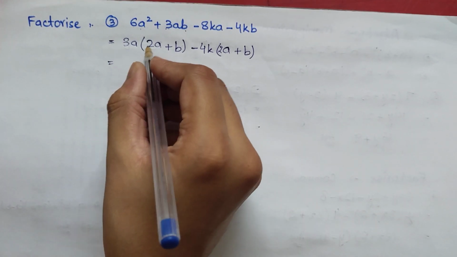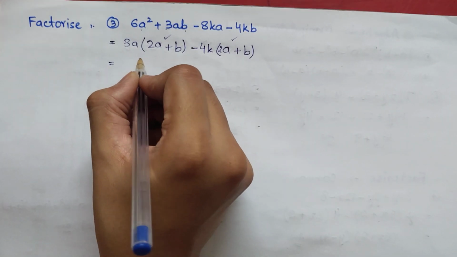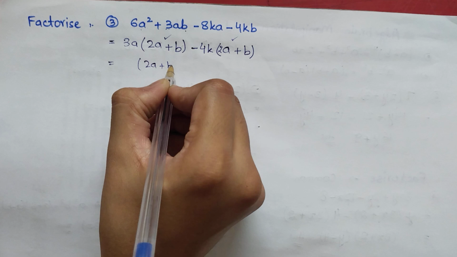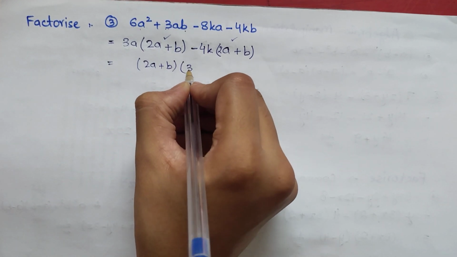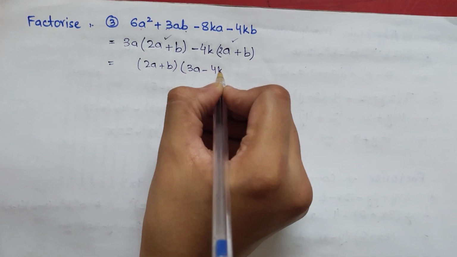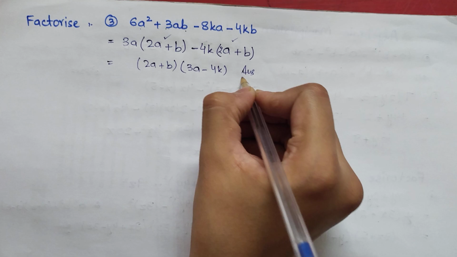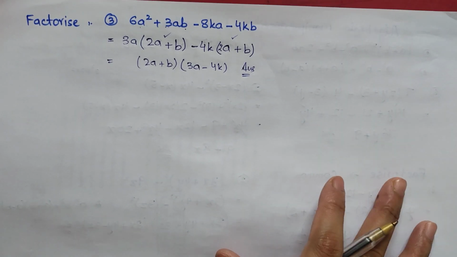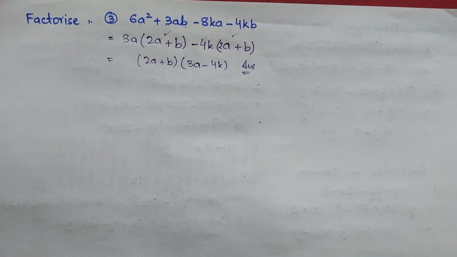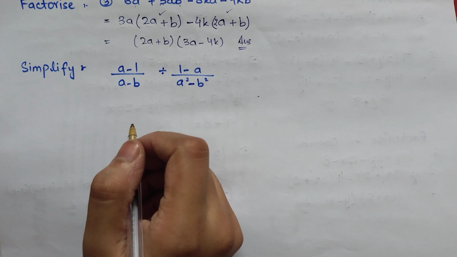So what we write, both the brackets are same, so we write 2a plus b one time, and in the other bracket we write 3a minus 4k. So this is your answer. Another factorization is done. Okay ji, our next question is simplify.